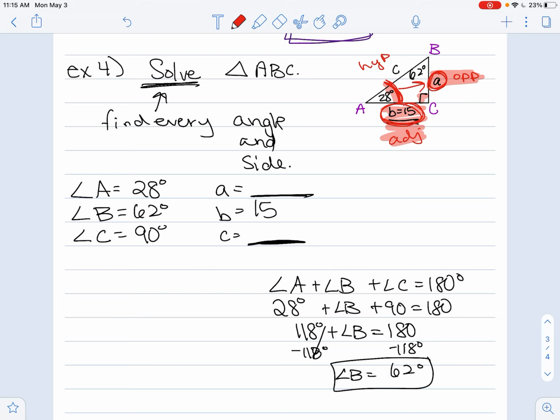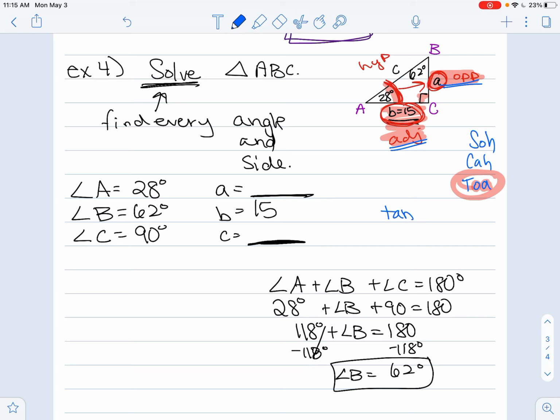Remember, using SOHCAHTOA, I'm going to decide which trig function I'm going to use. So I'm going to write it out. Always make it visual. CAHTOA. I'm looking for the opposite, and I've got the adjacent. Opposite and adjacent, I see it right here. Opposite, adjacent. So that means I'm going to be using tangent. So let's set up that equation.